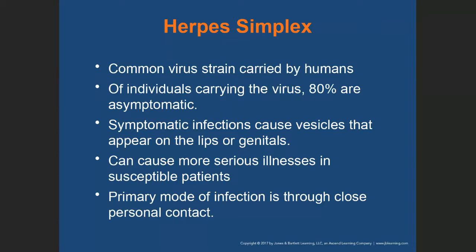Now, the herpes simplex, common virus strain carried by humans. Of individuals carrying the virus, 80% are asymptomatic. And we know what that word means by now, right? So they don't show symptoms. Symptomatic infection causes vesicles that appear on the lips and the genital region. It can cause more serious illness in susceptible patients. Primary mode of infection is through close or personal contact.